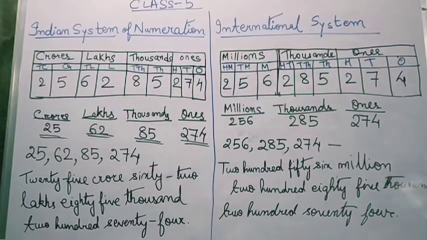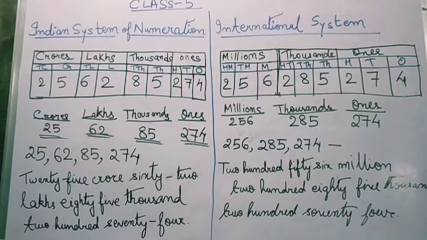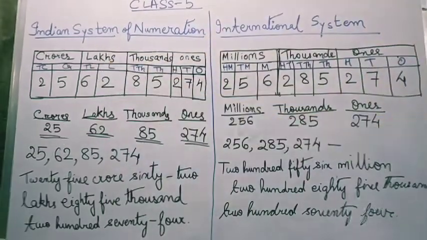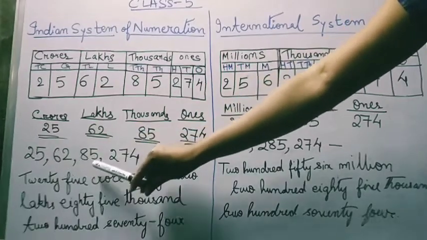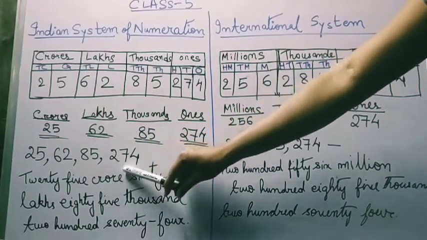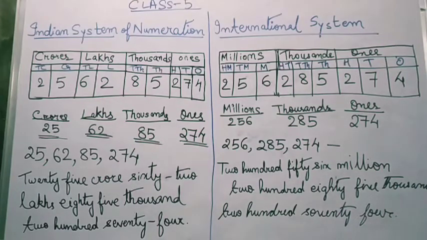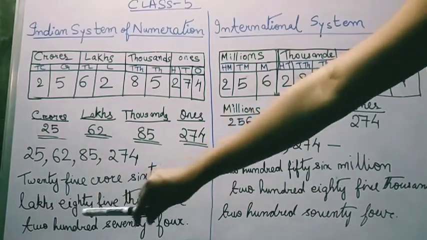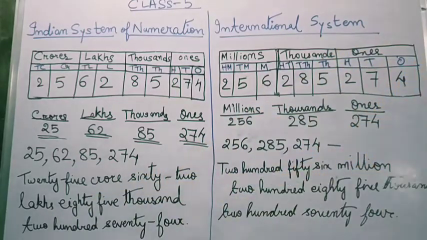Okay? And according to the number of digits in these different periods, we give the commas. Yes or no? Like this, marking the periods with commas. Can you see? 25 crore, 62 lakh, 85,274. Now how will you write the number name? As written there, 25 crore, 62 lakhs, 85,274. So this is all about Indian system.